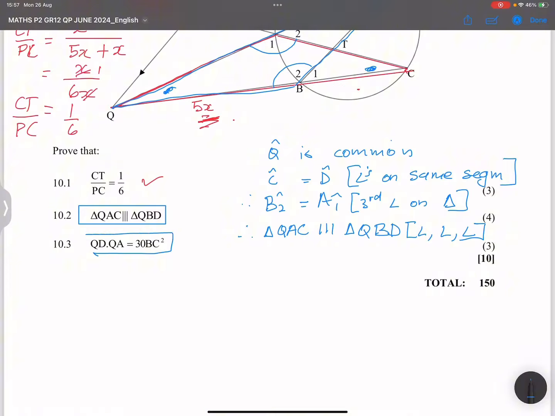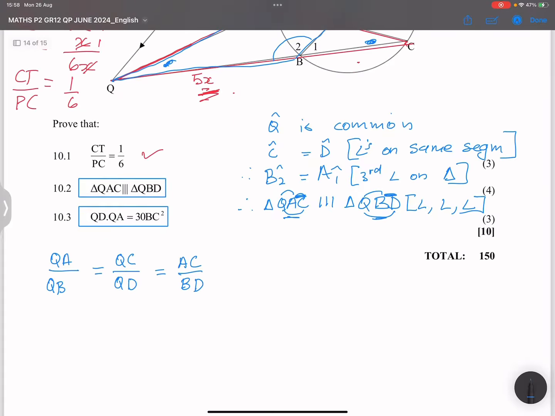Now, finally, we've just proven those triangles similar. So they want us to prove this entire thing here. So what I ask us to do is always go for your proportionality theorem. So I know that QA over QB will be equal to QC over QD, which is equal to AC over BD. Right, so now let's see, what are they wanting us to prove? So you've got QD as well as QA there. Which means I'll take this ratio together with this ratio here.